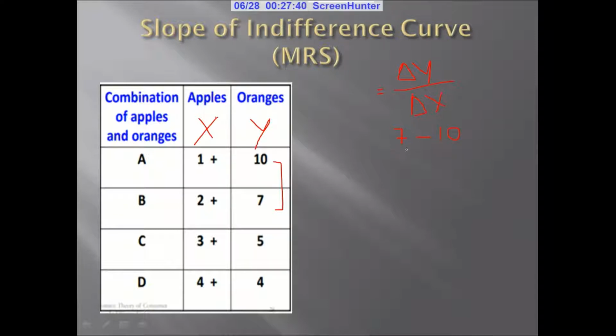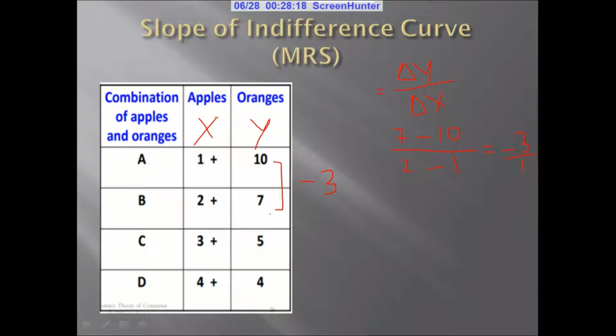Divided by change in X. Change means again final value minus initial value. This is the final value of X and this is the initial value of X: 2 minus 1. This means the slope, or the marginal rate of substitution, is 7 minus 10, which is minus 3, divided by 1. So the slope is minus 3.